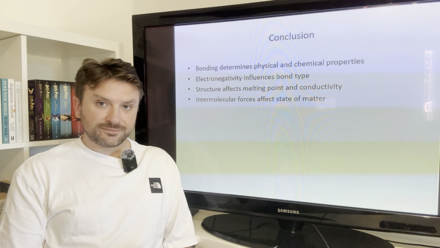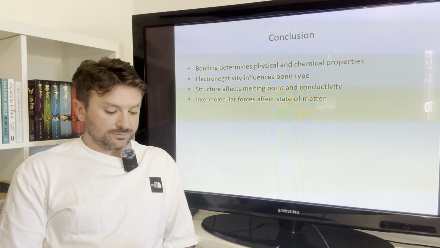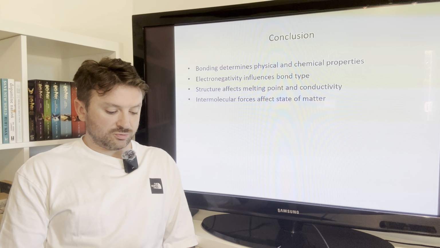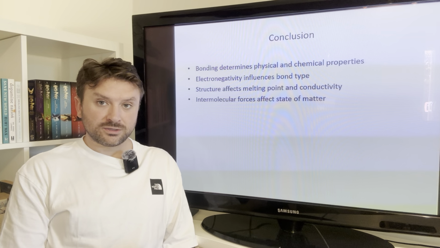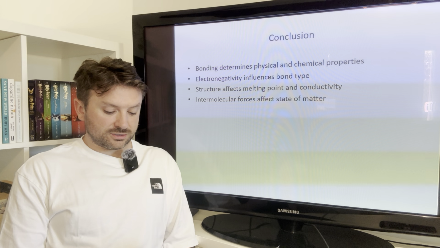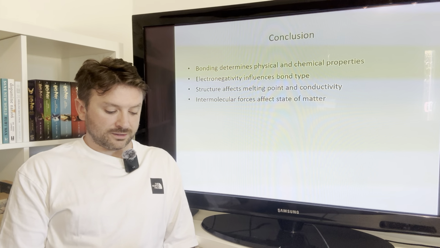In conclusion, chemical bonding plays a fundamental role in determining the physical and chemical properties of substances. Metallic, ionic, and covalent bonding arise from different electron attractions and electronegativity differences. Structures influence conductivity, hardness, melting point, and physical state.